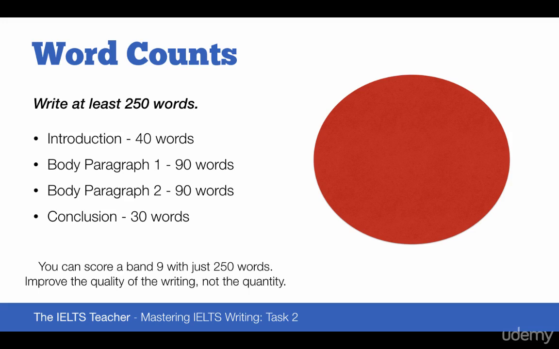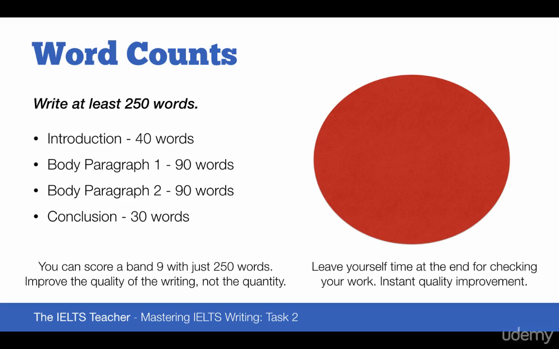So you need to think about improving the quality of your writing, not the quantity. You can score a band 9 with just 250 words. Once you reach the requirement for the minimum word limit, it's all about the quality of your writing, not the quantity of words which you put in. That's why it's important to leave yourself time at the end of the essay for checking your work. Don't just keep writing and writing. Go back and check for errors to improve the quality of your grammar and vocabulary, coherence and cohesion. It's all about quality over quantity.